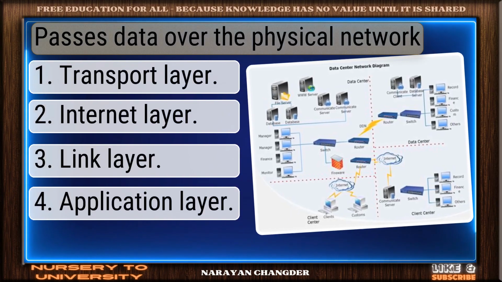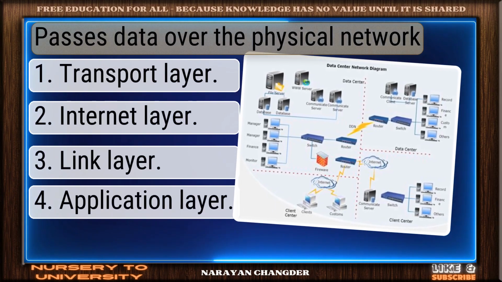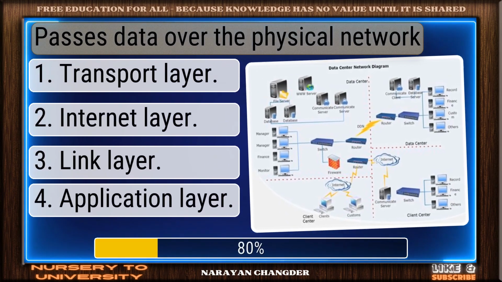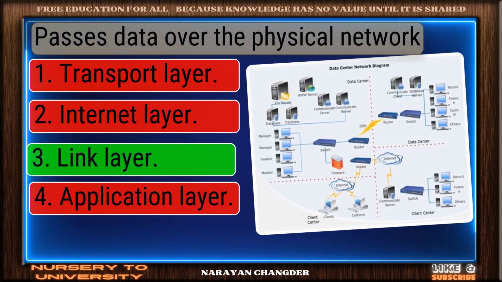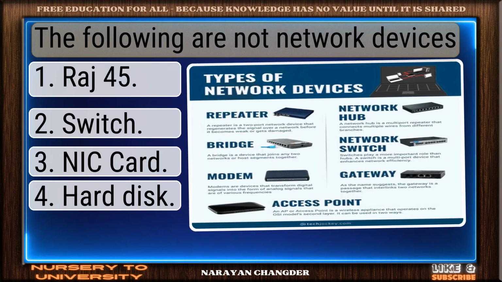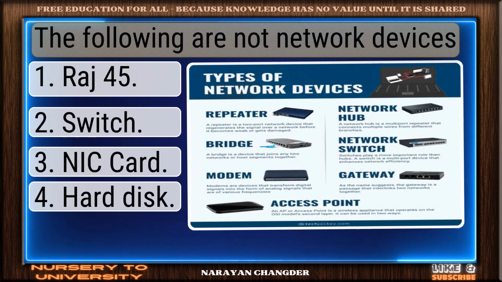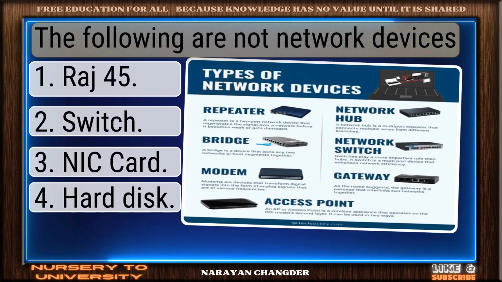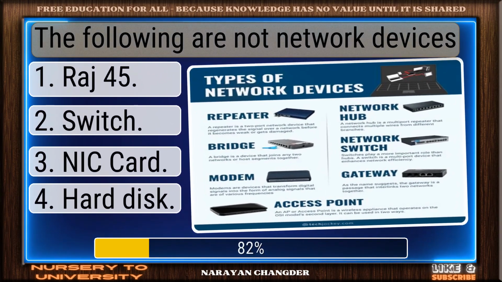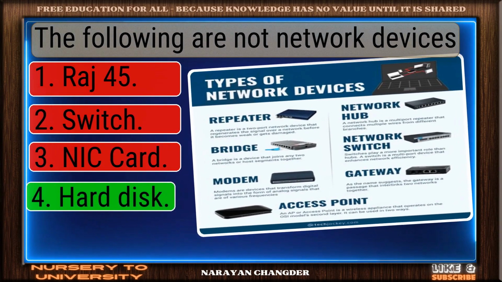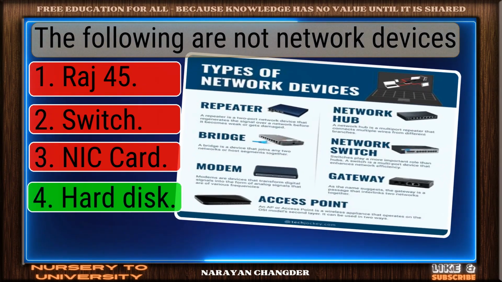Question number 56. Passes data over the physical network. Strong choice. Link layer is the right answer. Question number 57. The following are not network devices. Smart move. Hard disk is an accurate answer.